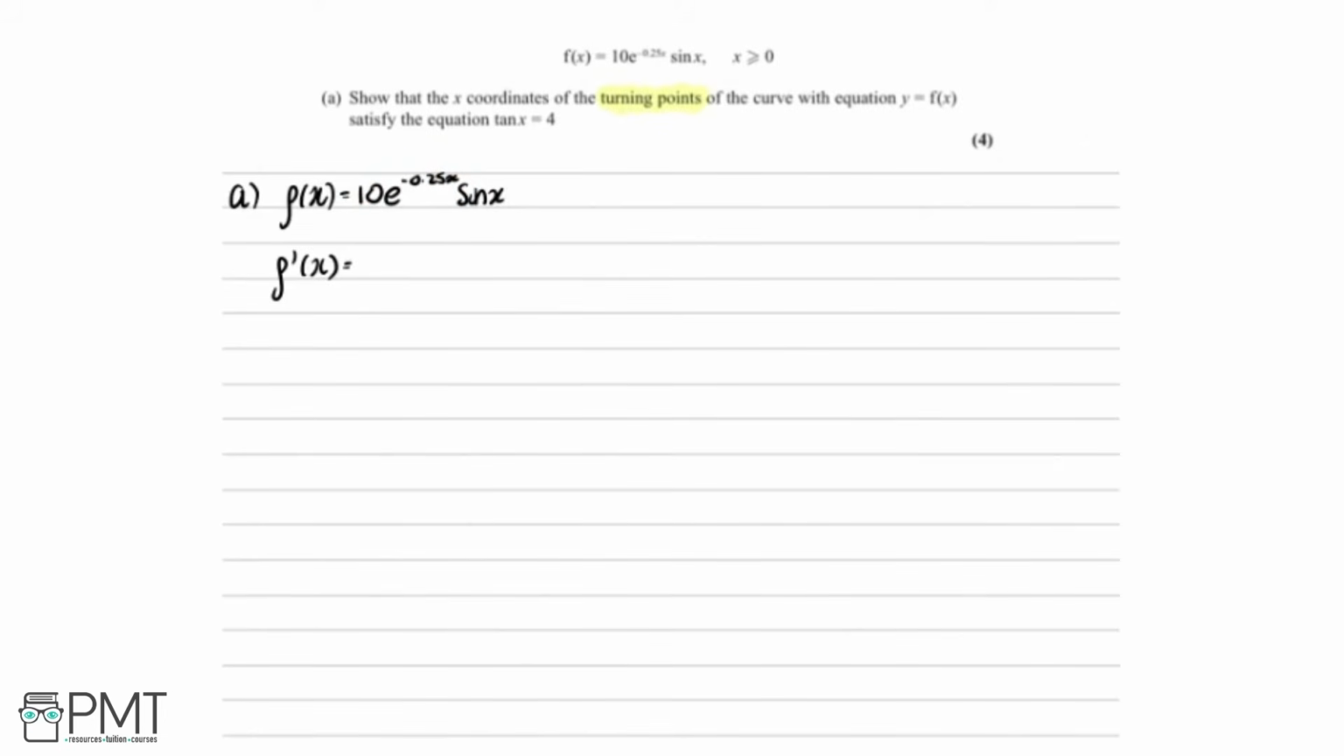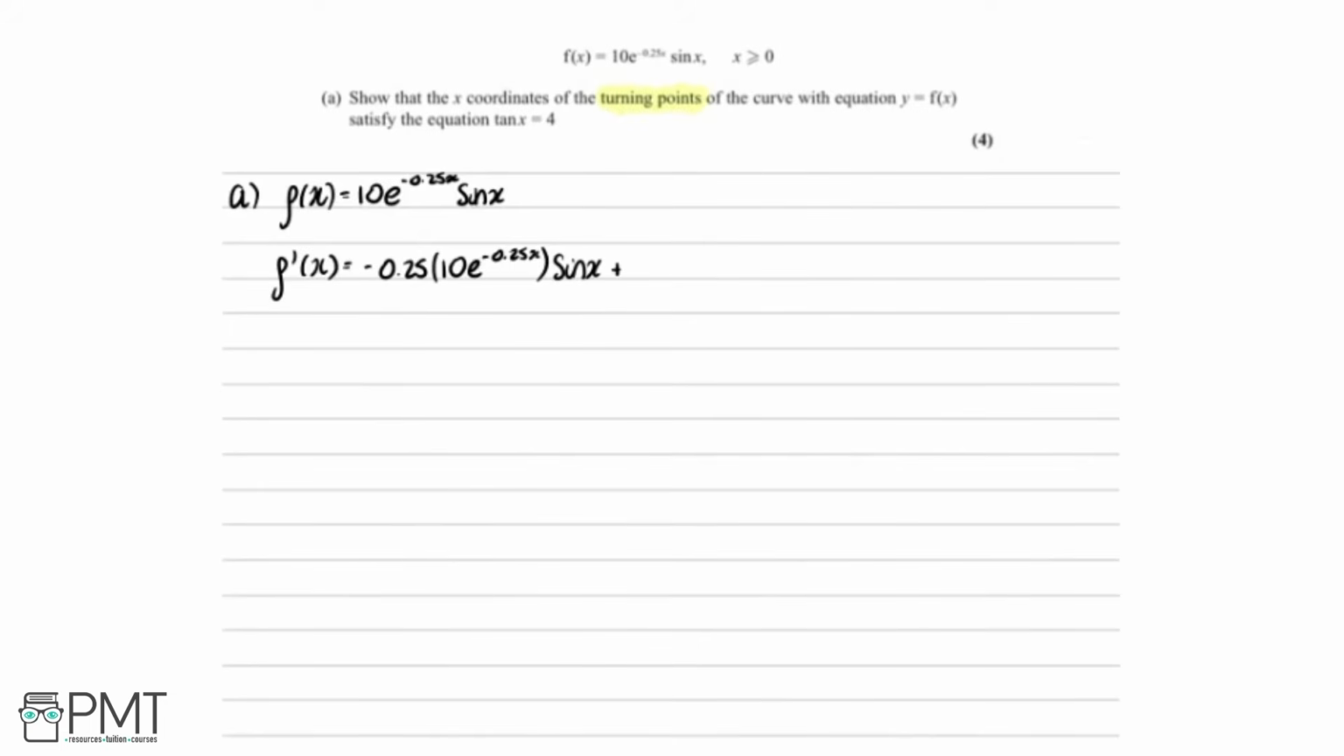And because we're working with an exponential, what we do is we multiply down the power. So you've got minus 0.25. And then multiply everything how it is here. So that'll be multiplied by 10 e to the minus 0.25 x. And remember, the product rule, we need to differentiate, hold. So now we need to hold or keep the same, so sine x.